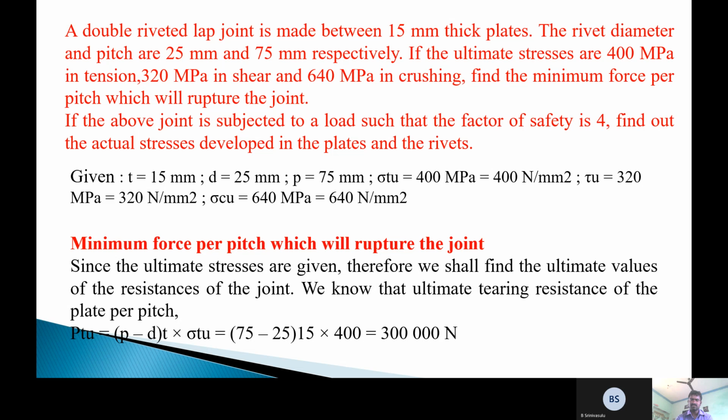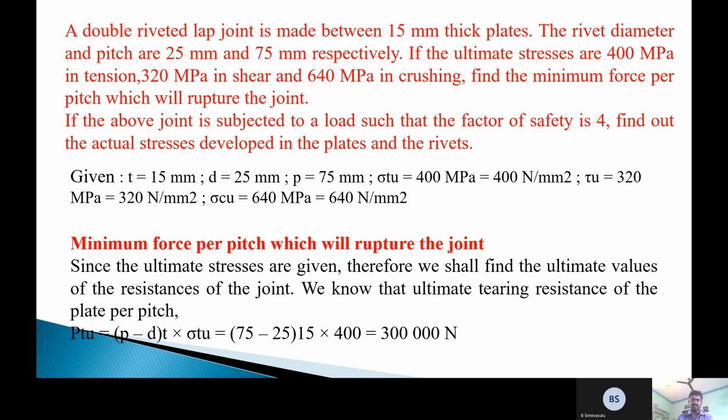Next, a double riveted lap joint is made between 15 mm thick plates, the rivet diameter and pitch being 25 mm and 75 mm respectively. If the ultimate stress is 400 megapascal in tension, 320 megapascal in shear and 640 megapascal in crushing, find the minimum force per pitch which will rupture the joint.